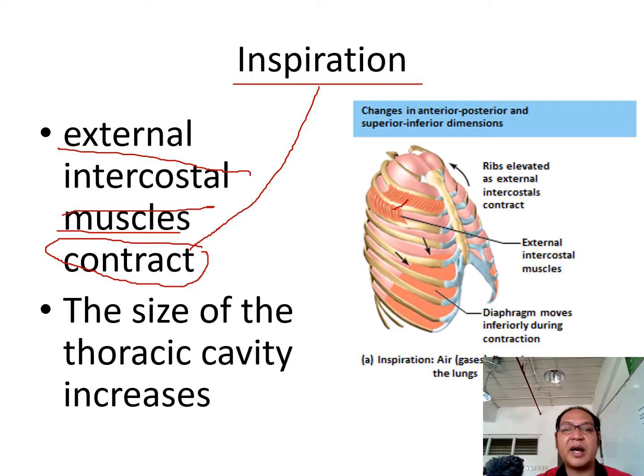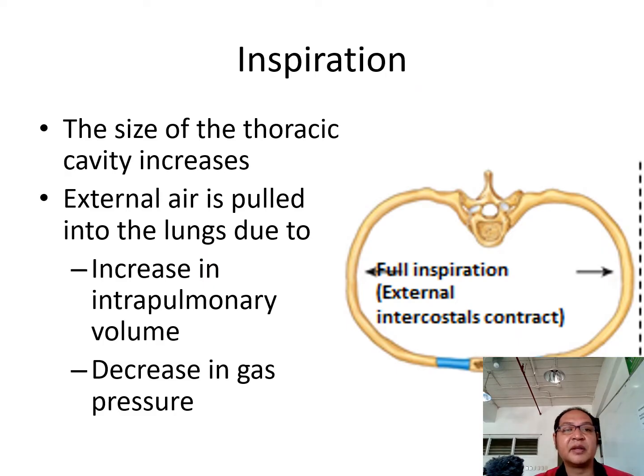What will happen if this one contracts? The size of the thoracic cavity increases. So external air is pulled into the lungs due to the increased intrapulmonary volume. Oh, look at this one, intrapulmonary volume.